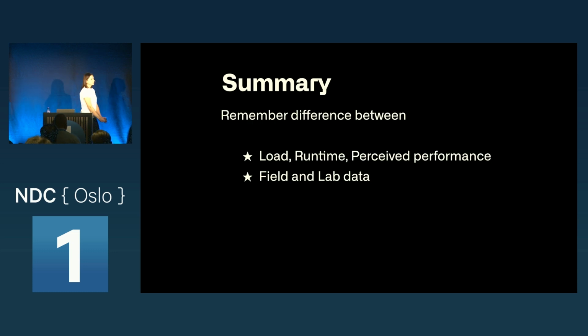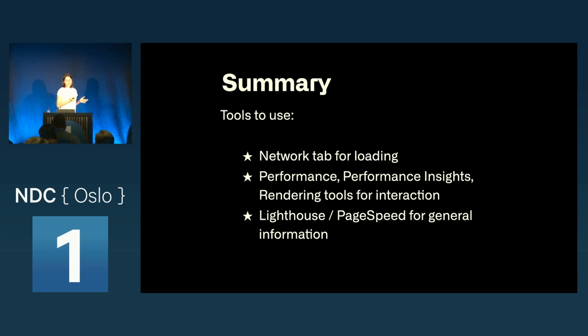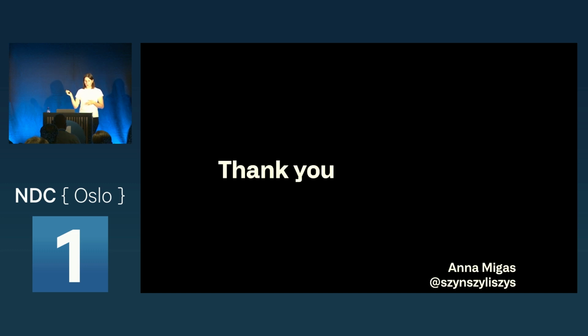All right, in summary, you want to remember the difference between load, runtime, perceived performance, and field and lab data. Metrics to remember: LCP, Largest Contentful Paint; CLS, Cumulative Layout Shift; INP, Interaction to Next Paint. We can already forget the FID. If you optimize INP, then FID will be good as well. And Time to First Byte, my favorite metric. Tools to use: the network tab for loading, Performance Insights and rendering tools for the interaction and runtime performance, Lighthouse, PageSpeed, WebPageTest as well for general information on what's going on.